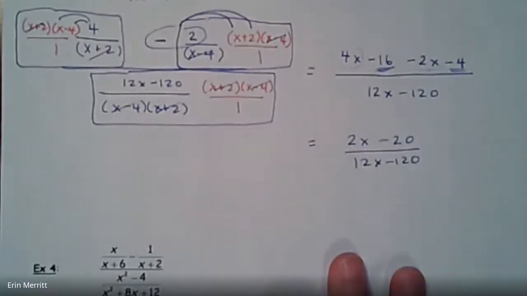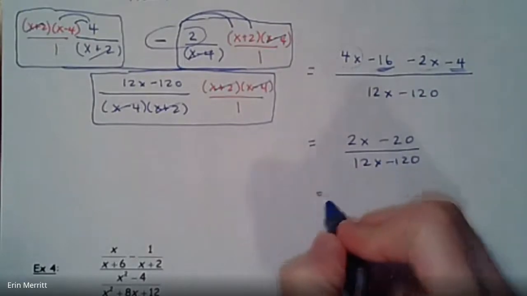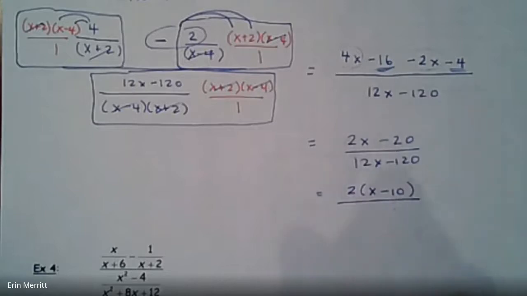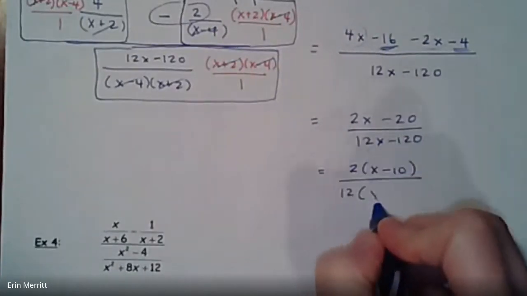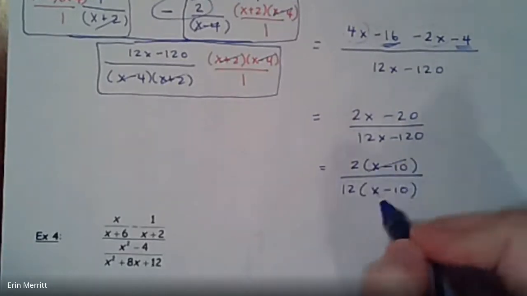Now we can factor and simplify. So here we have a GCF. We can take out 2 and be left with x minus 10. In the bottom, we have a GCF. We can factor out 12 and be left with x minus 10. All right, x minus 10s are going to go.